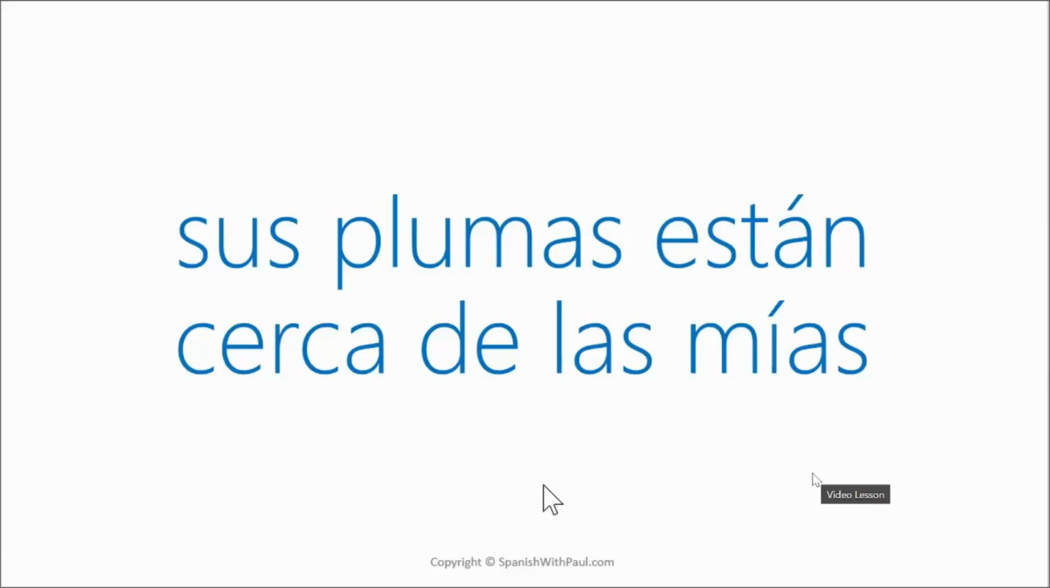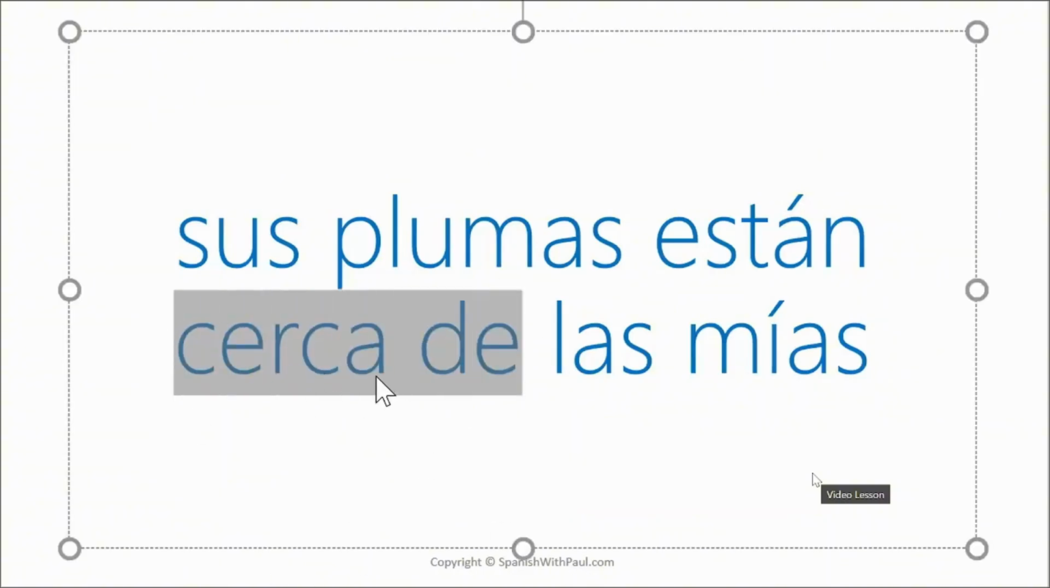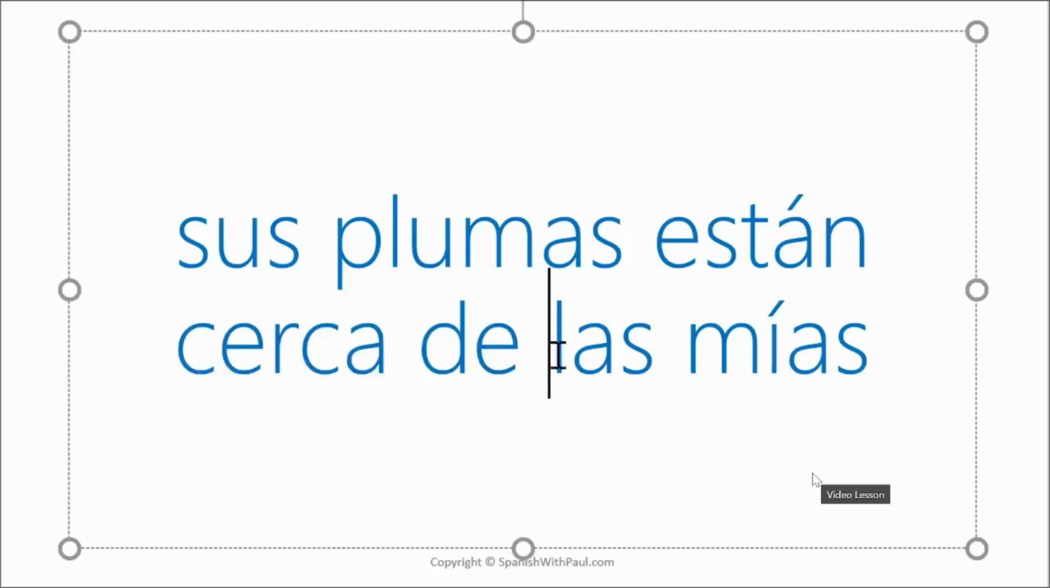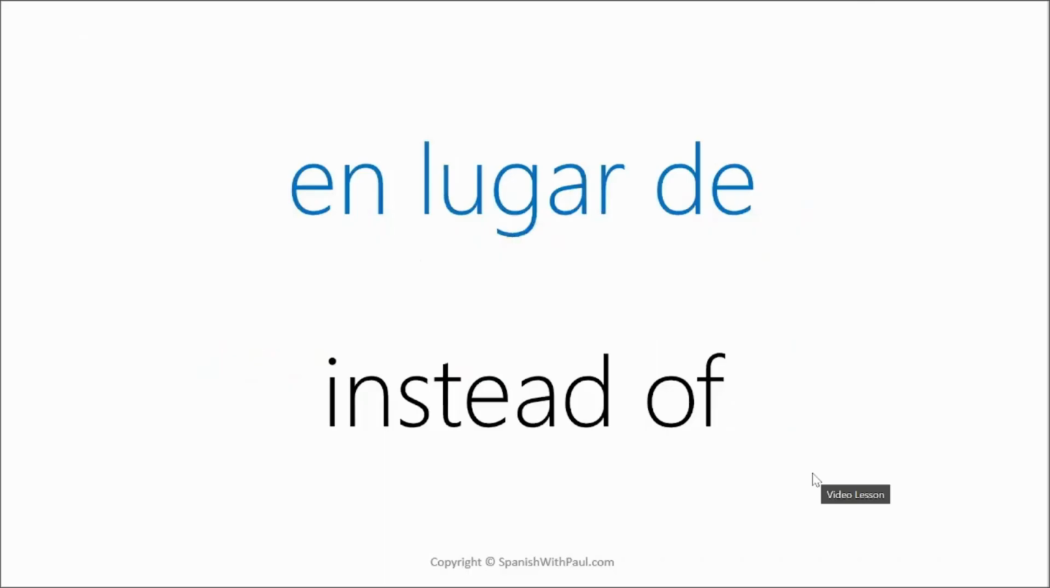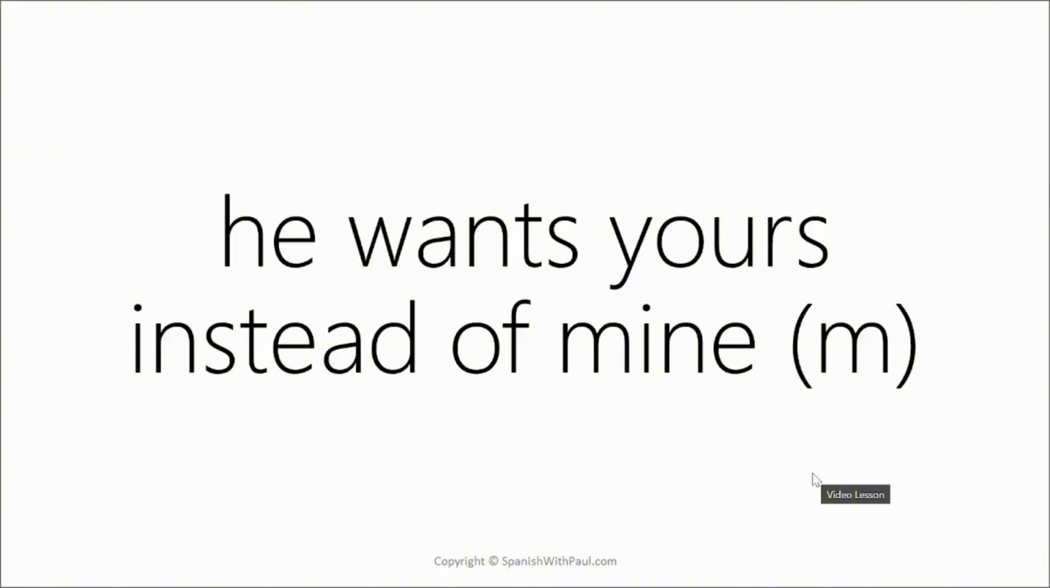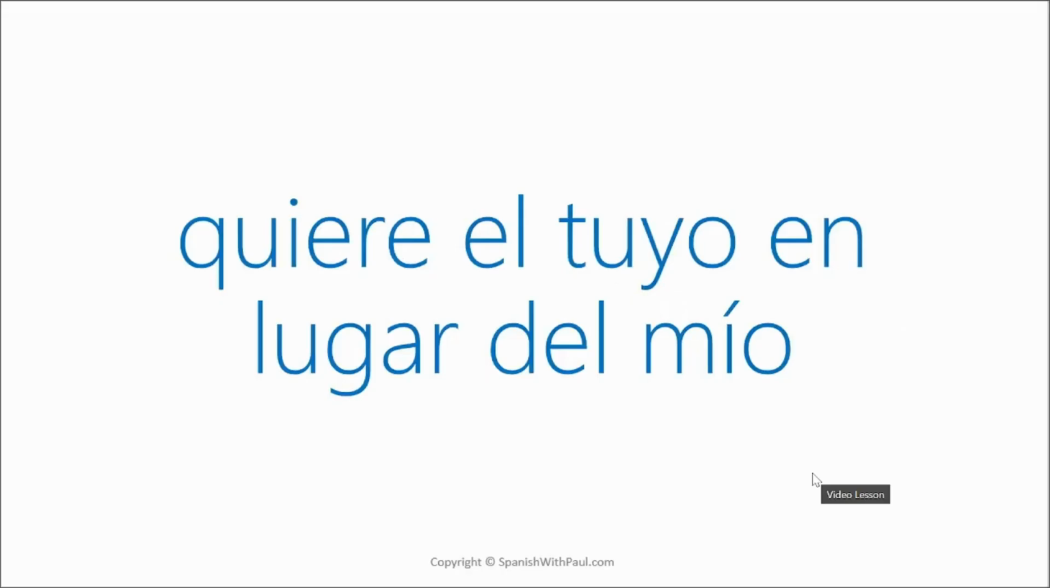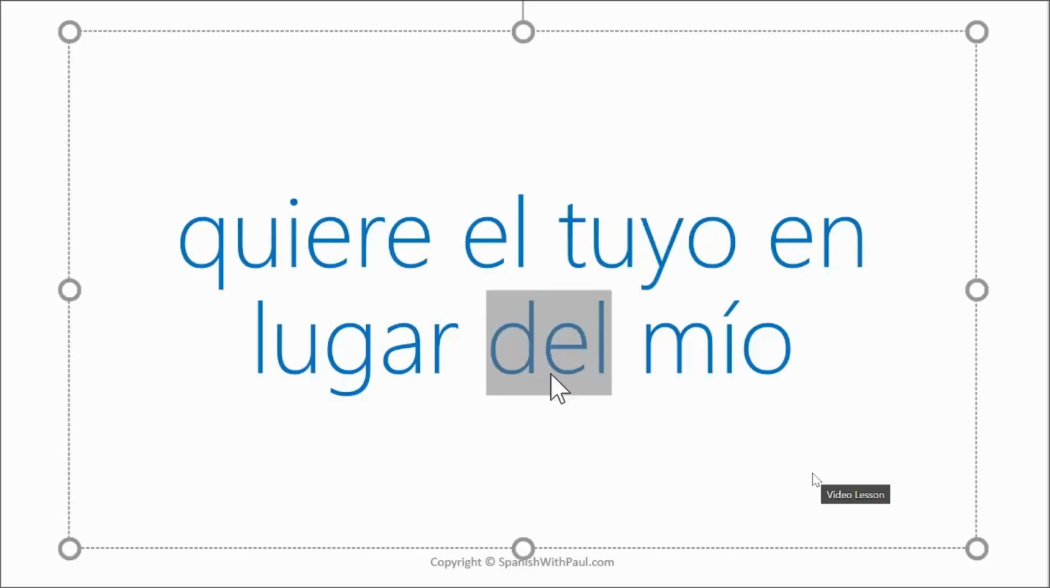So as you can see, it's only really with the masculine noun that you get the contraction to del. For the rest, cerca de, or any other phrase like this, will keep the de, and after that you just use las mías, los míos, la mía, or so forth. Let's try it with another example. Here we have en lugar de, so instead of. How would you say, he wants yours instead of mine? Quiere el tuyo en lugar del mío. Hopefully you remember to contract this from de el mío to del mío.